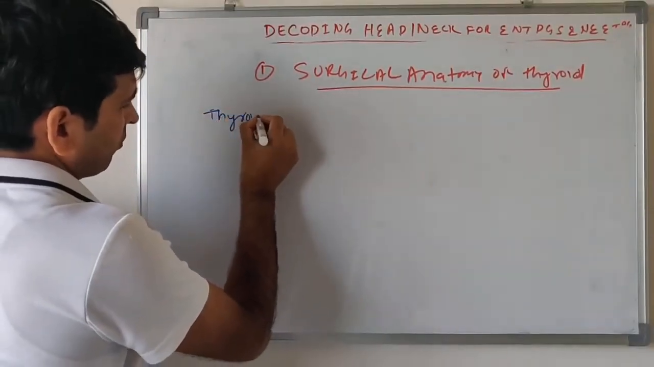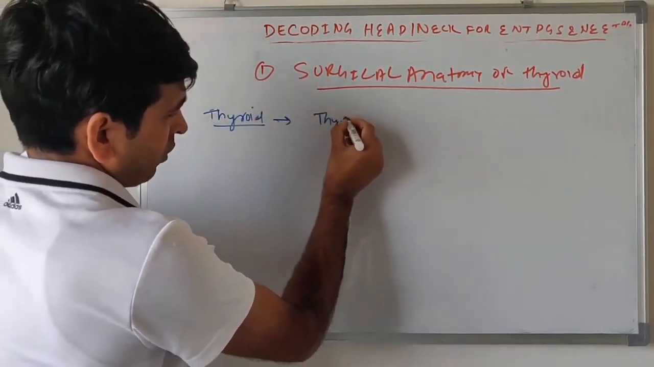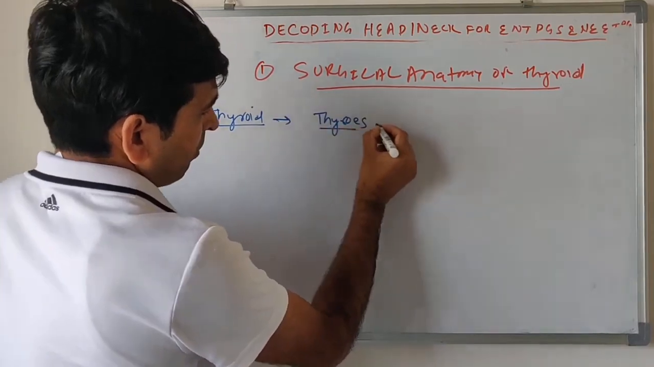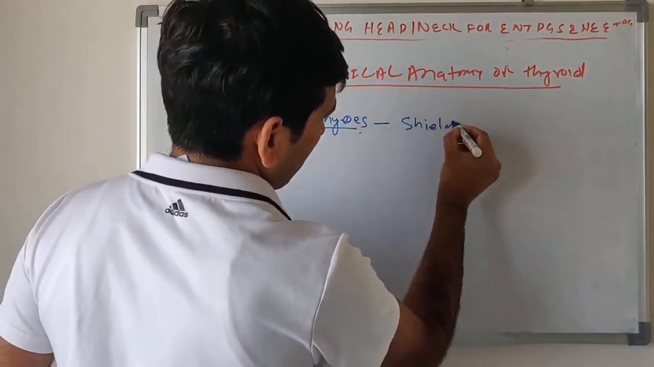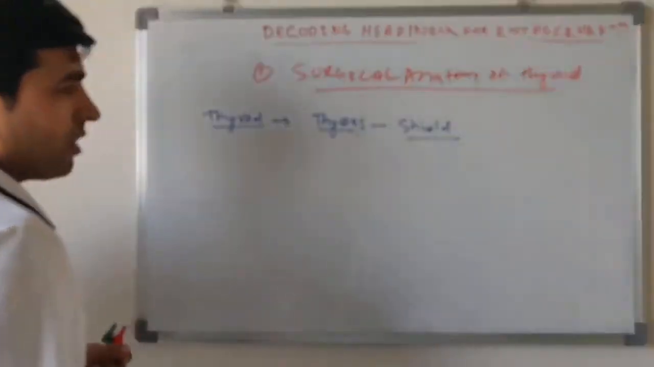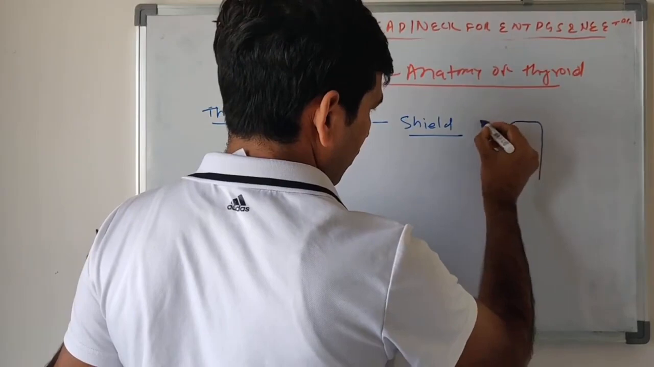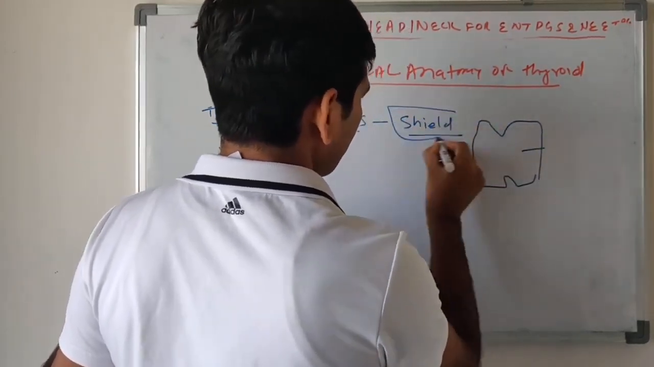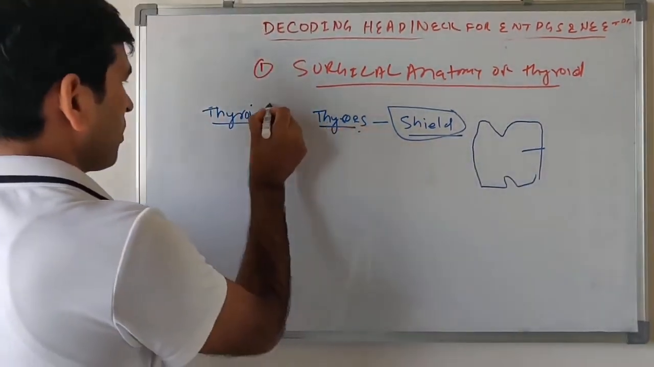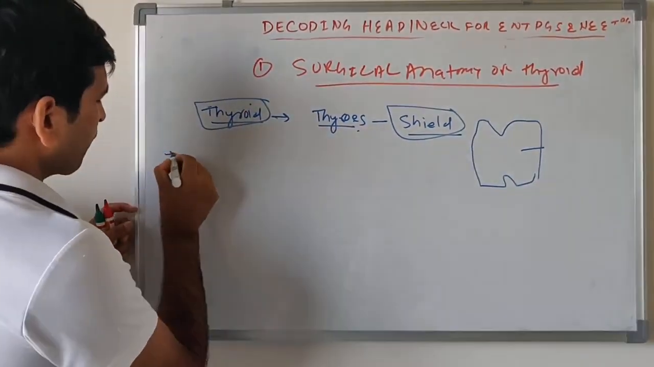The word thyroid comes from thyreos. Thyreos, it's Latin, means shield. It's a shield-like structure, just like this is a shield. So this is called thyreos, hence the name thyroid.